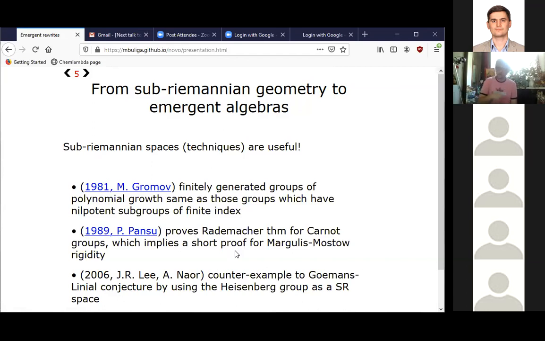They gave a very short proof of a very strong result, Margulis-Mostow rigidity, simply by proving the Rademacher theorem for Carnot groups. I recall that the Rademacher theorem says that a Lipschitz function is differentiable almost everywhere. To have a Lipschitz function, you need a distance. You need a measure, which is the Hausdorff measure given by that distance, so you can say almost everywhere, and you need a notion of derivative. For the notion of derivative, you have to use a non-commutative version of the usual derivative. And so once we prove the Rademacher theorem for Carnot groups, it implies a very short proof for a very strong and difficult to prove result, Margulis-Mostow rigidity.